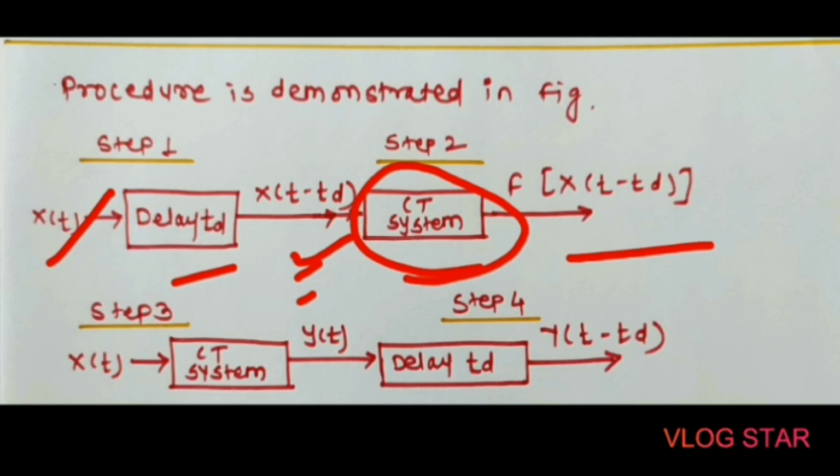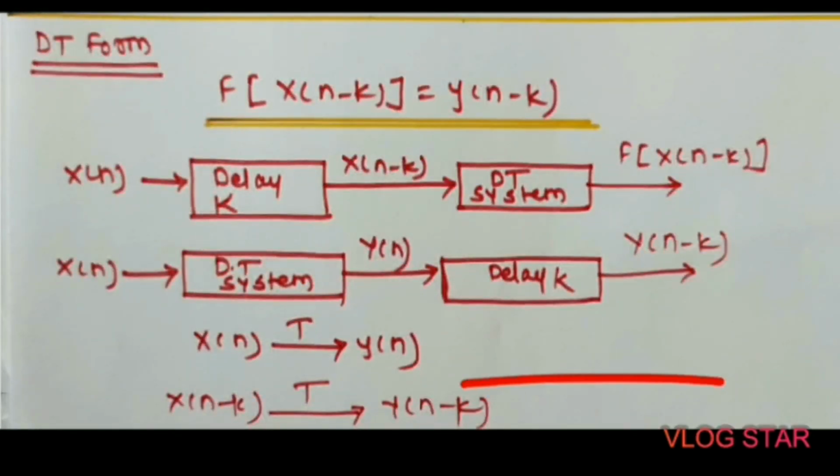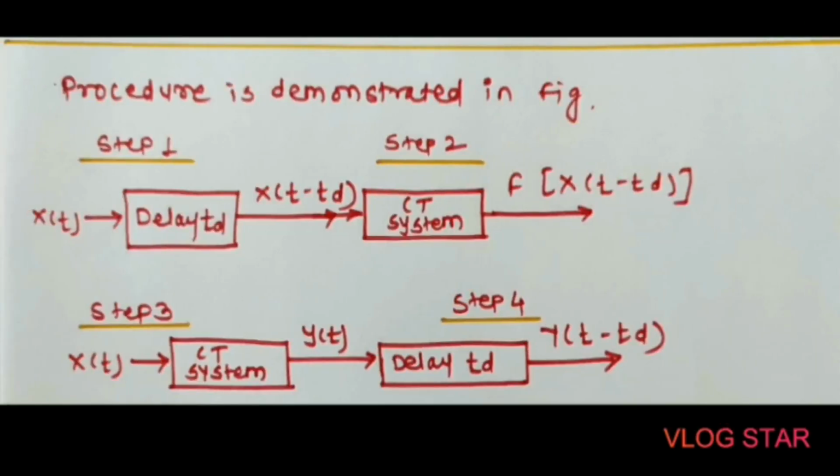After that it produces the f of x of t minus td signal. In the third step, now pass the signal x of t through the continuous time system, to produce here again the y of t as output. And in the next step, pass this y of t through the delay unit which has delay time td, to obtain the delayed version of y of t, that is y of t minus td. In the last step, compare the result of step 2 and step 4 and decide about the time invariance of the continuous time system.